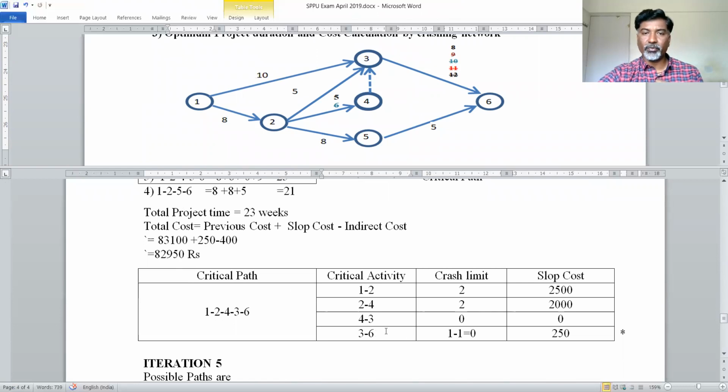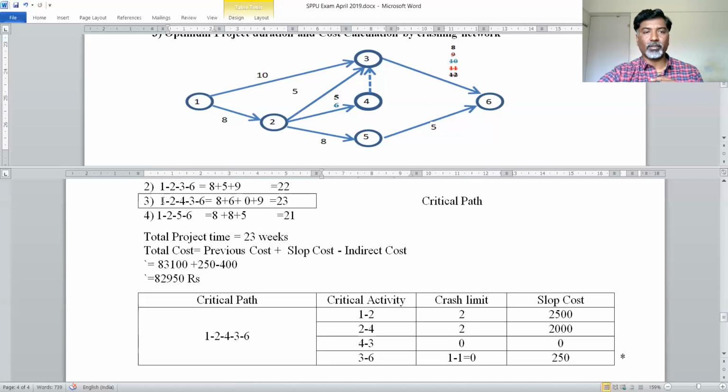So for this activity we have crashed, and the slope value for this activity is 250. I have to take it as it is, minus the indirect cost that is given in your example. And after solving, we get the answer 82,950, which is less than the previous cost value. So still we have scope to crash network activities.